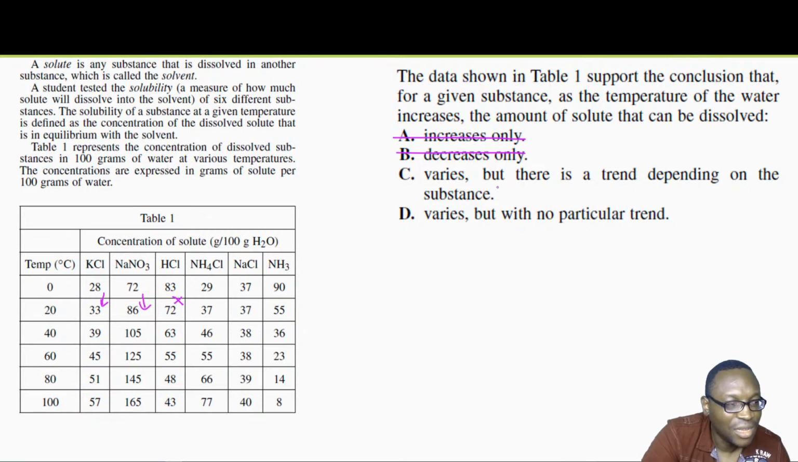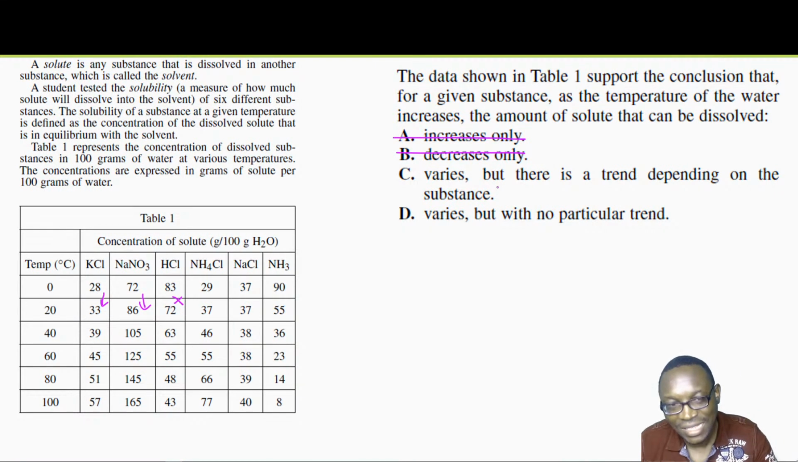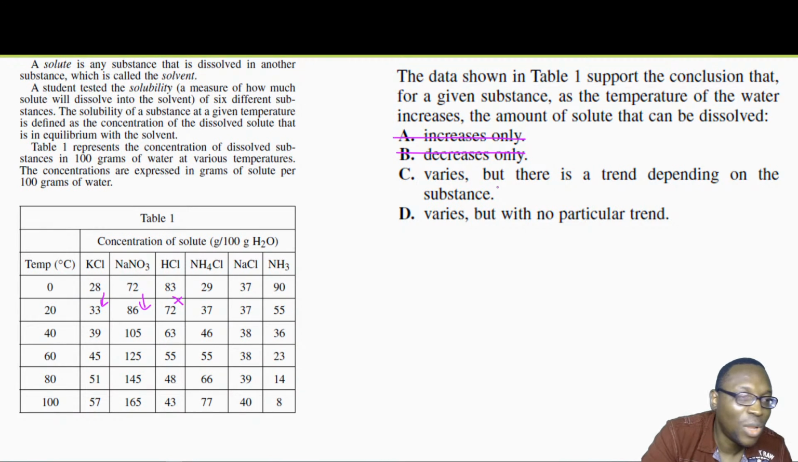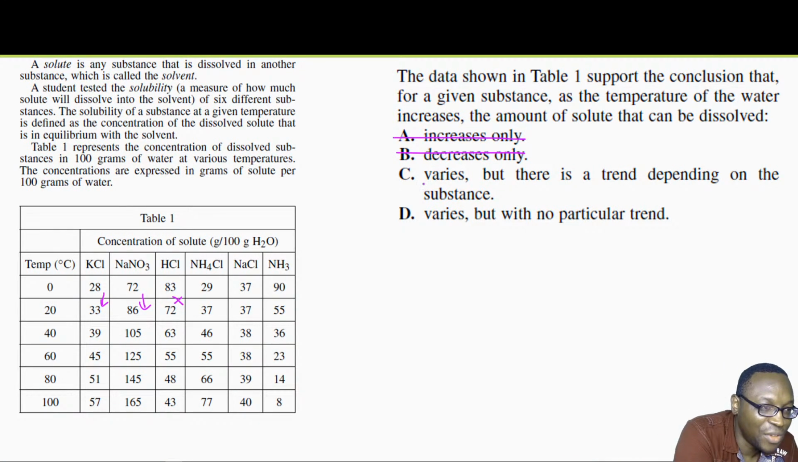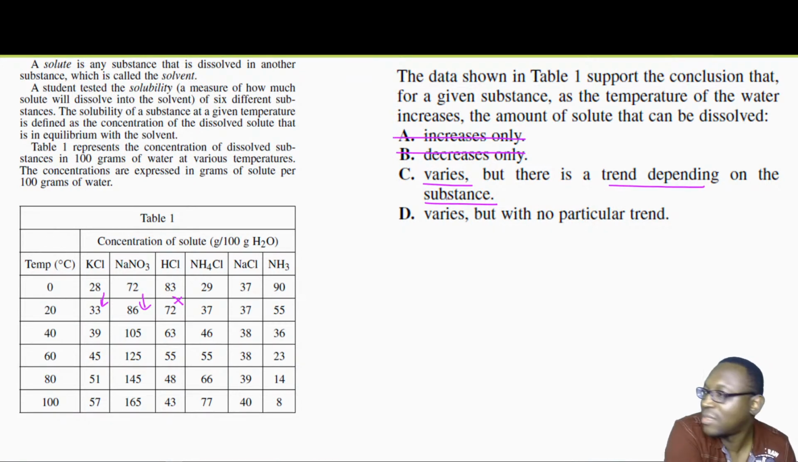Now you look at HCl, as your temperature increases, what happens? It decreases in the concentration, and then you do that for each of the different substances in this table, and you can see that for each of these substances, if there's an increase, there's a consistent increase. It may not increase by the same value, but you can see a consistent increase. When you look at the decrease, there is a consistent decrease. It may not decrease exactly the same way, but you can see that it's actually decreasing consistently. So what that means is that we have a variation in behavior, but the trend actually depends on the substance.